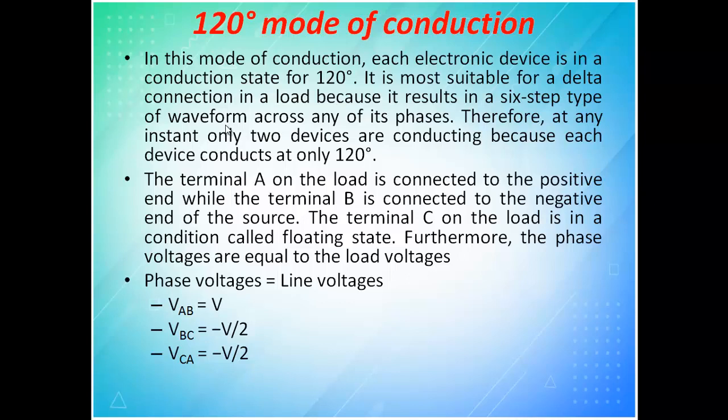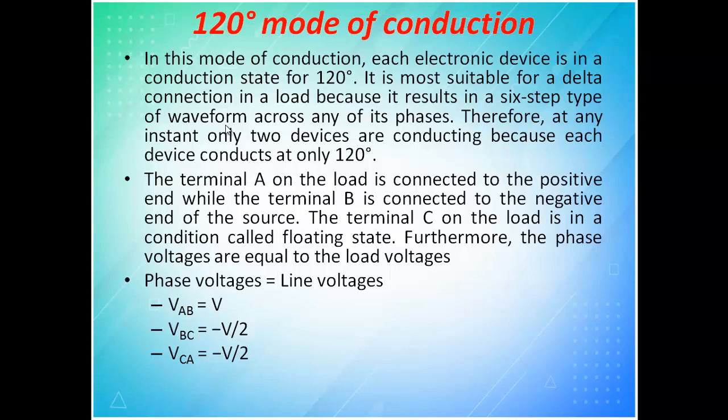So when they ask, since my load is star, what should I do? What type of 3-phase inverter will I go for? If my load is delta, what mode of operation should I go for? So that is 120 and 180. Depending upon the load only, you will go either for 120 or 180. If the load is delta, you will go for 120. If the load is star, I will go for 180.